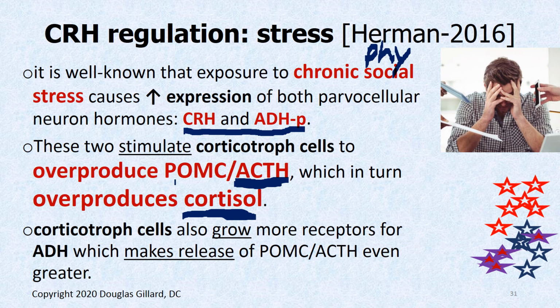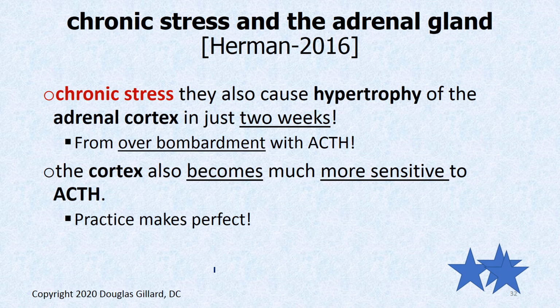In fact, people with chronic stress, they've done studies, and the corticotroph cells actually grow more receptors for ADH-p. So ADH that's released from parvocellular neurons, we're calling ADH-p. The research says that's more involved in causing the stress response because it grows more receptors, so it binds more easily to the corticotroph cells. And you can see this in people with prolonged chronic stress.